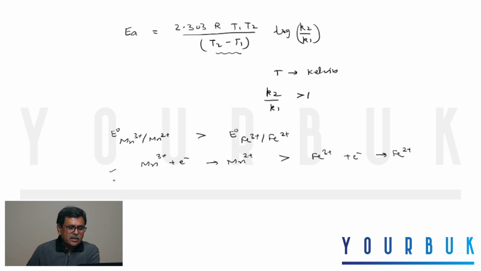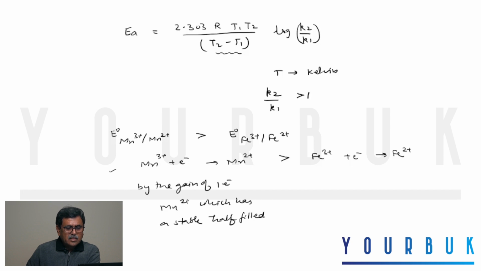Then the second point you write, this is possible, this is favorable because by the gain of one electron, manganese becomes Mn2+, which has a stable half-filled argon 3d5 configuration. So prefer the configuration in terms of a noble gas. Don't write the expanded configuration. Write the configuration in terms of a noble gas.